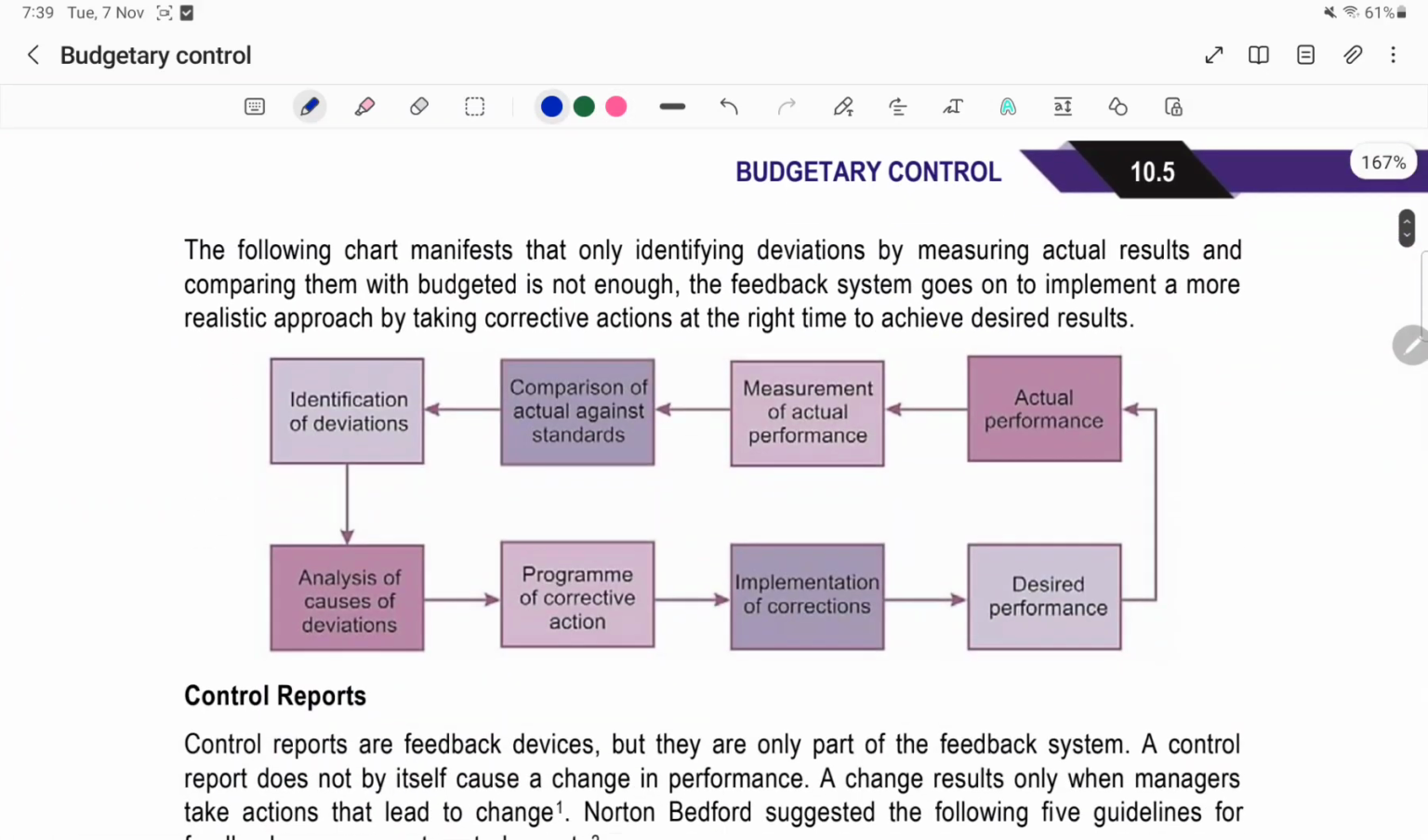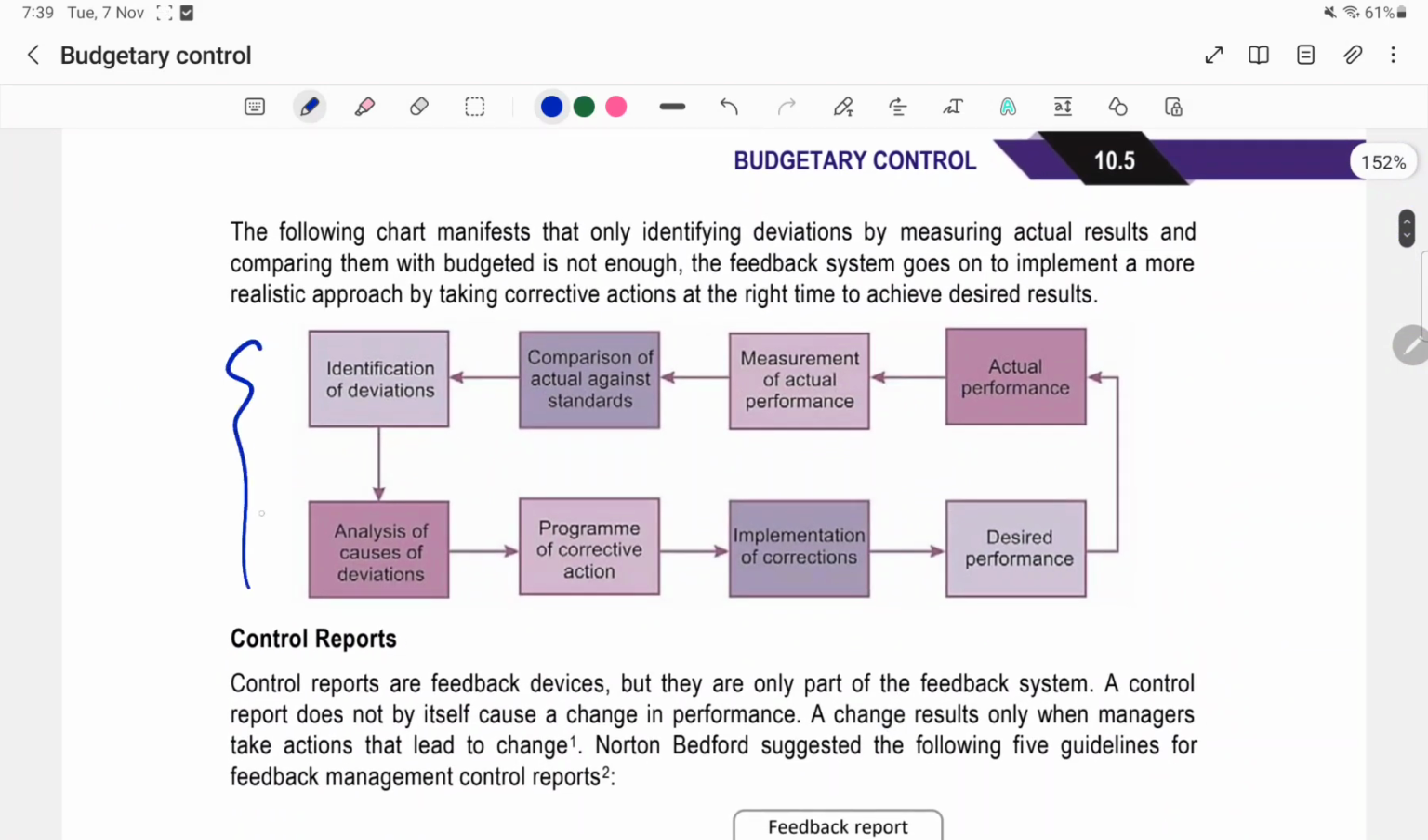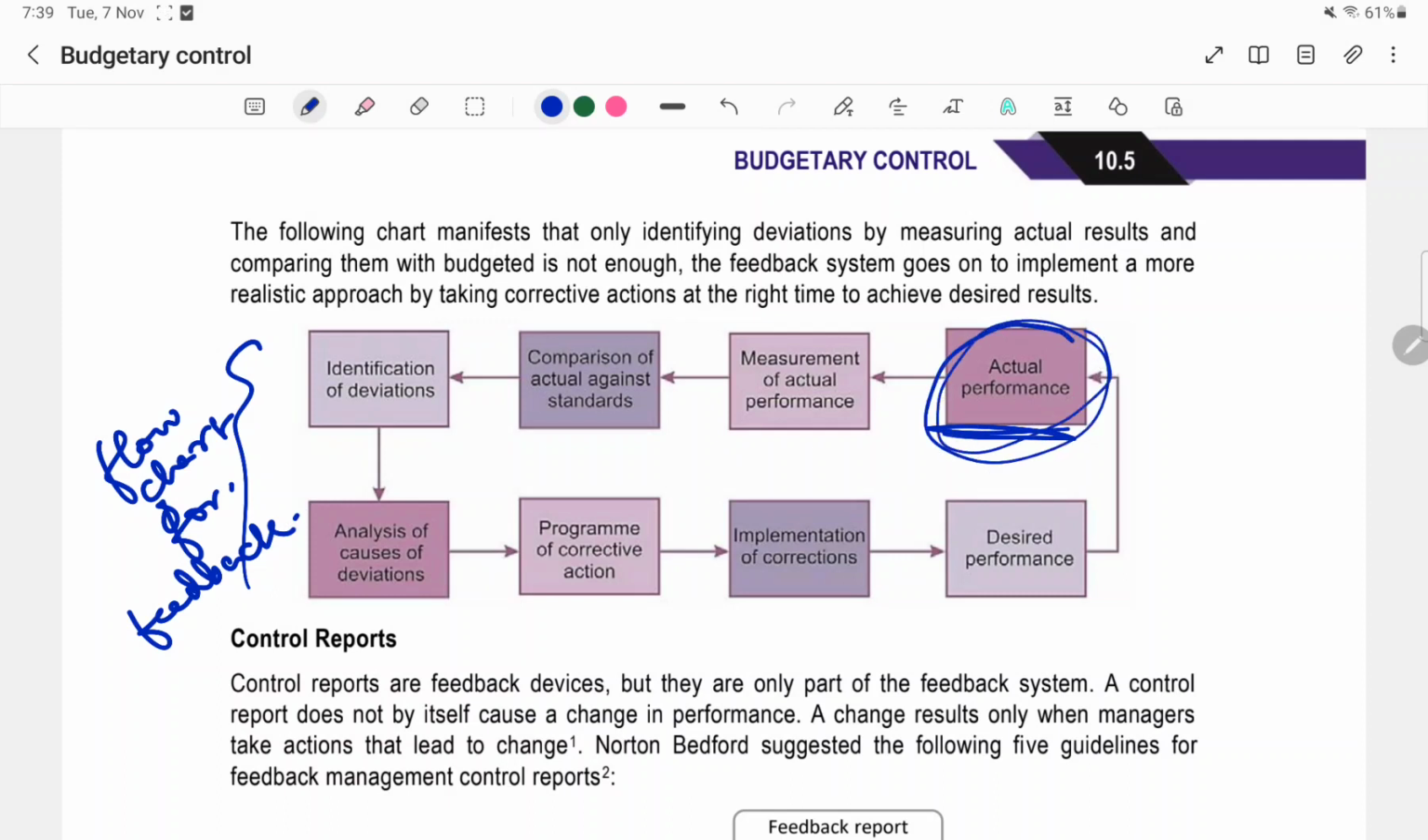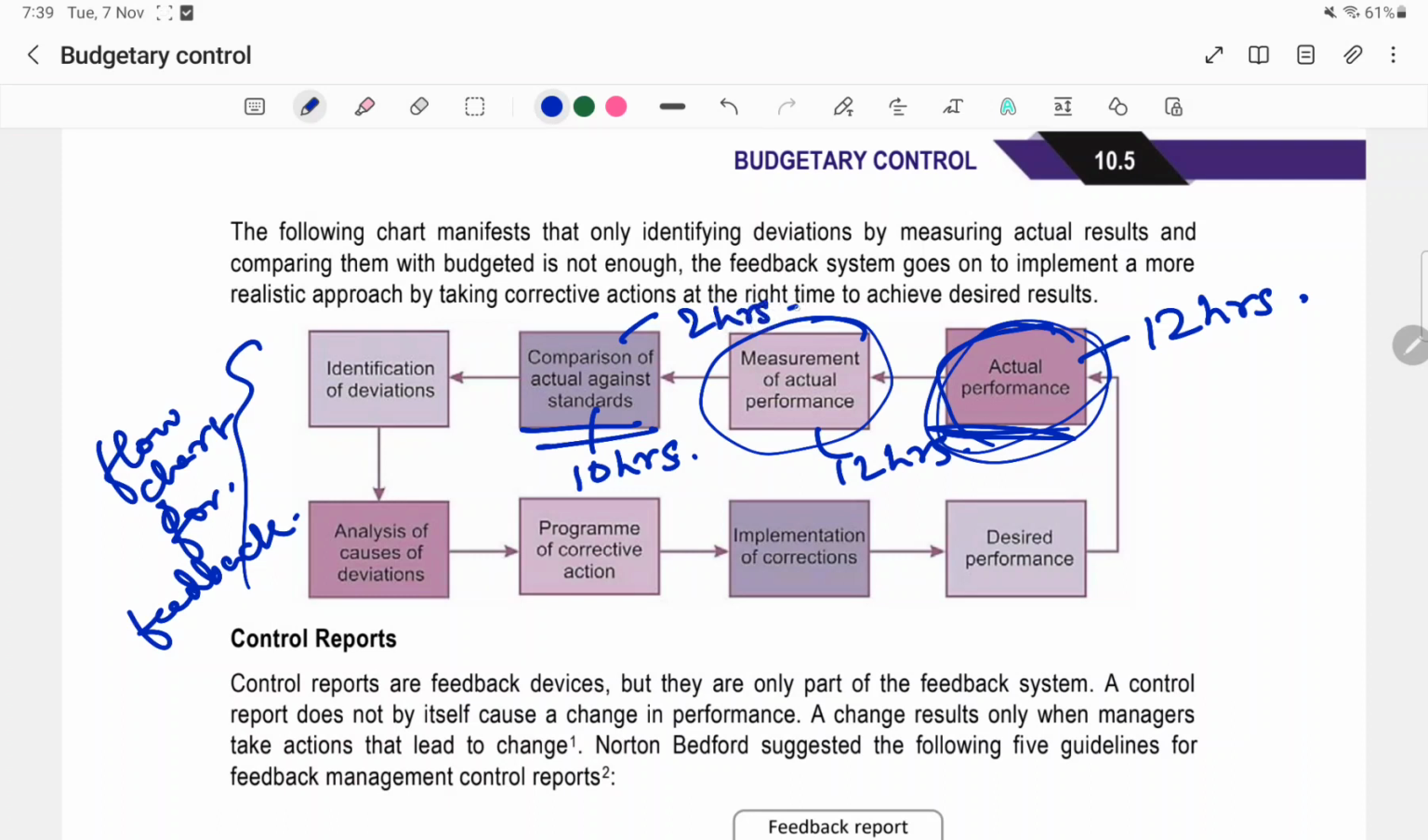Okay, so now see, the process flow chart is also given. This is a flow chart for the feedback control. First the actual performance will happen, like we set the standard of 10 hours but the actual performance was 12 hours. We measure the actual performance, then we compare it with the standards. The standard was 10 hours, so we compared and we found that 2 hours extra has been taken.